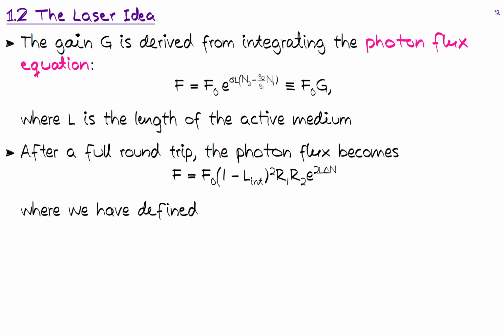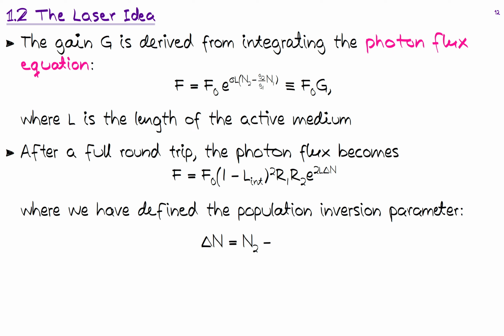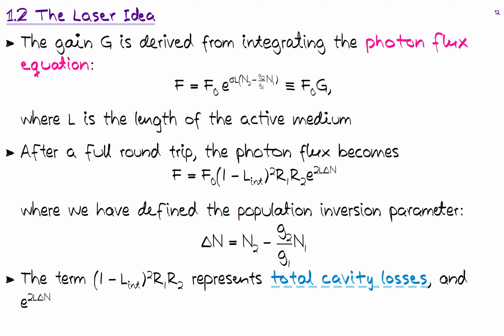Now we have defined the population inversion parameter delta n as in the above equation, that's the n2 minus the degeneracy factor ratio times n1, so like this. The term 1 minus L int squared times R1 times R2, that's basically the total cavity losses, and exponent 2L delta n is the round trip gain in our equation. So these are the terms that we are interested in.